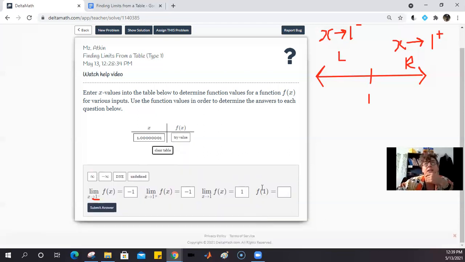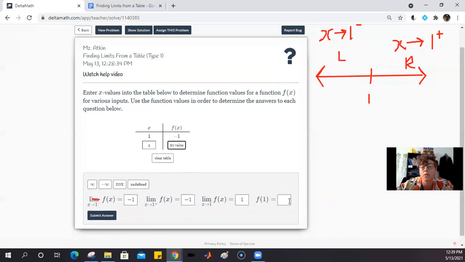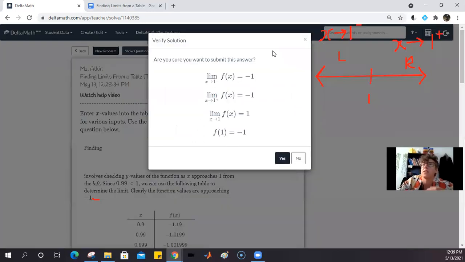And now what is the actual value for the function when x equals 1? We get -1. So in this case, the limit for the function as it approached 1 is the same as the value of the function when it actually is 1. Okay, cool. Let's submit our answer. Let's say yes.